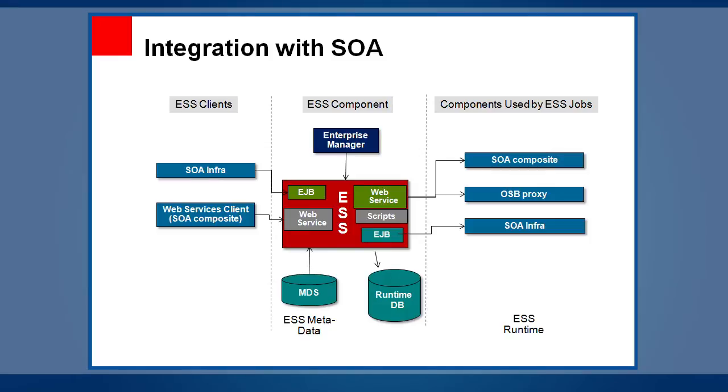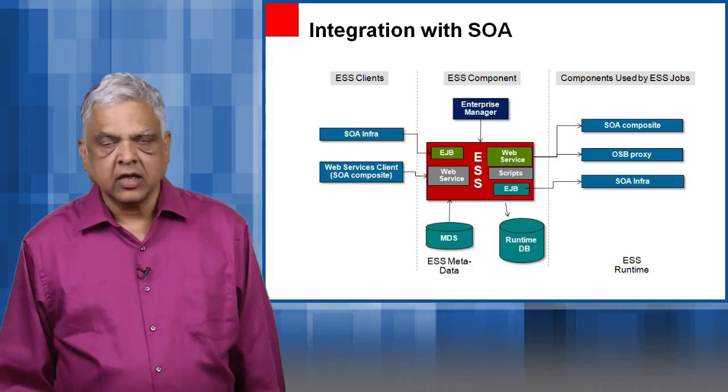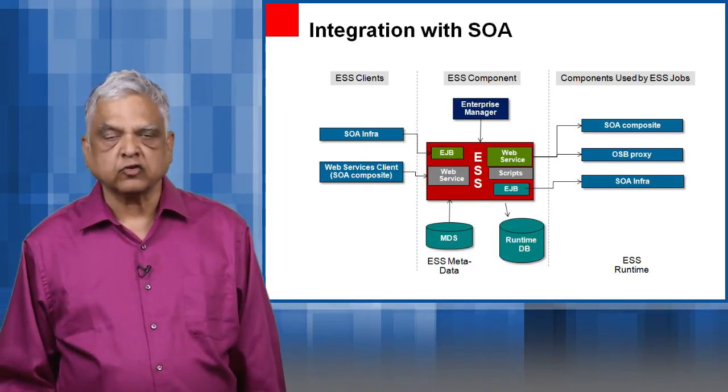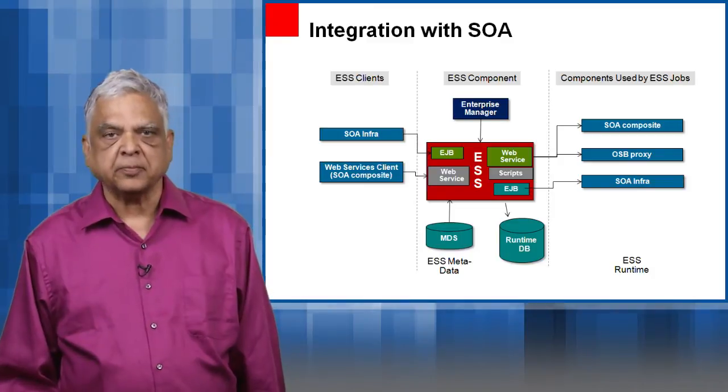And on the right hand side are the job implementations, which can be a SOA Composite, could be an OSB proxy service, or it could be an internal EJB in SOA, like for example for bulk recovery or fault notification or adapter activate and deactivate. There are already predefined EJBs in SOA, and ESS invokes those at the scheduled time.